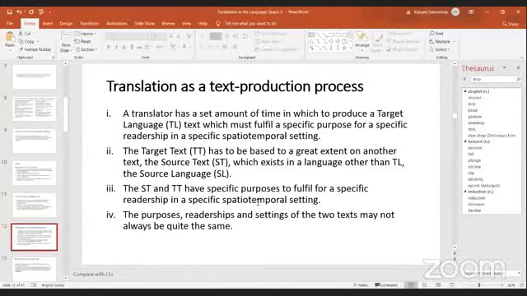So if we look at translation as a text production process, for those who are aware of translation theory, even peripherally, there's nothing new here. I'm just expressing what is there in the text production process in translation. So first of all, the translator sets an amount of time, because he or she has that amount of time to produce a target language text.